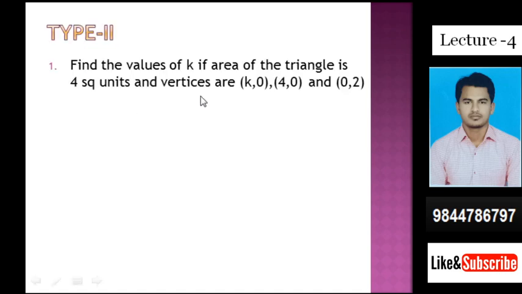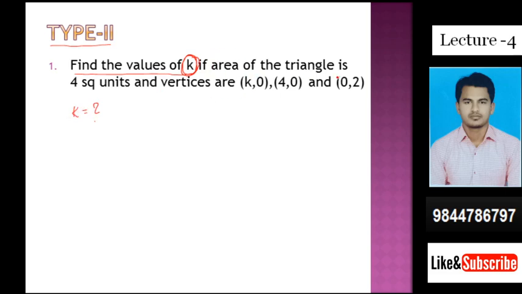Now type number 2. See here, the difference between type number 1 and type number 2 is that I need to calculate the value of k. Remember one thing, this is our type number 2 example. What is the given value? No, I don't know the value of k. Let us see where the value k comes.